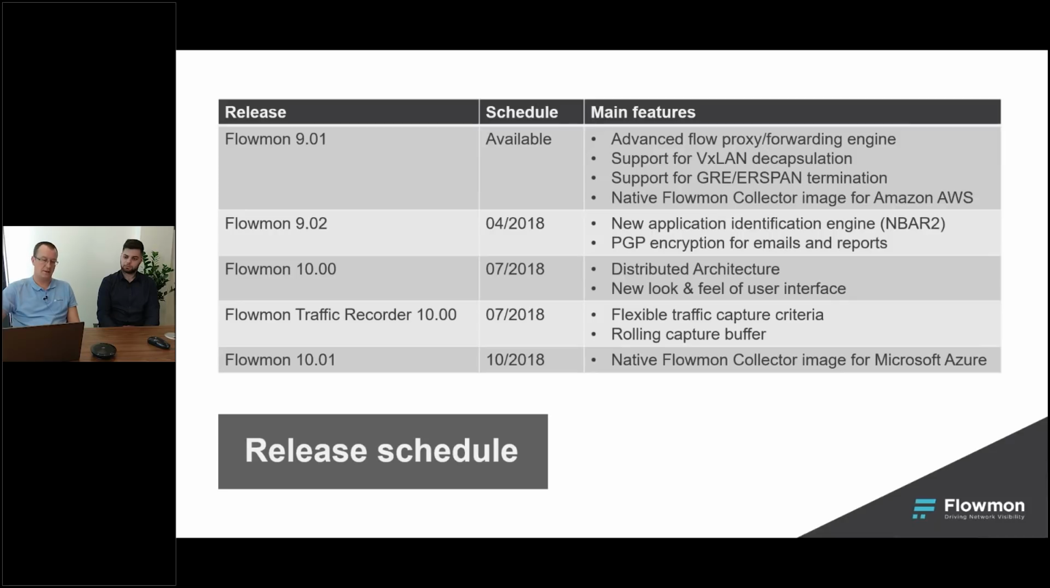We also schedule for the same date in July a new generation of the Flowmon Traffic Recorder. The main features are completely flexible traffic capture criteria, so you can combine any filters as you like. I will provide more details, of course. And we introduce a rolling capture buffer, an in-memory buffer that will keep raw packets for a certain period of time if they are needed for the capturing process. Later this year, we would like to introduce the native Flowmon collector image for Microsoft Azure.